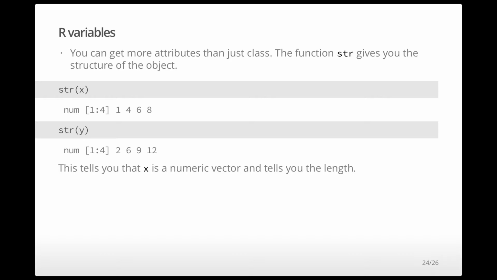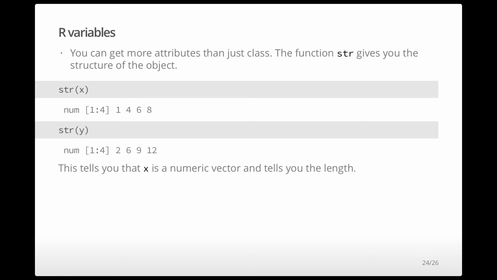str is another function other than length. It stands for structure, so it can give you a quick snapshot to see what kind of object this is. If you say str on x, it says it's a numeric vector, 1:4. We'll talk about the colon operator. Essentially, that means 1, 2, 3, 4, just a sequence from 1 to 4 by 1. That's what that colon operator means.